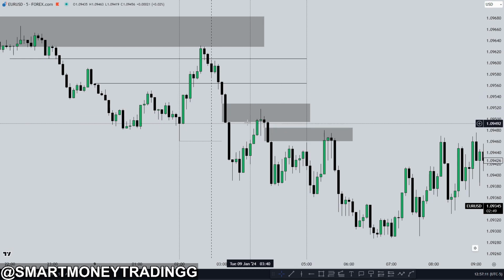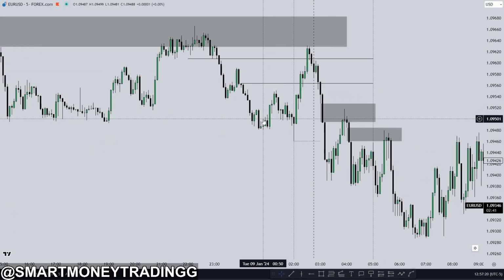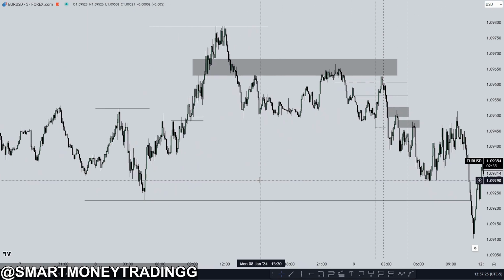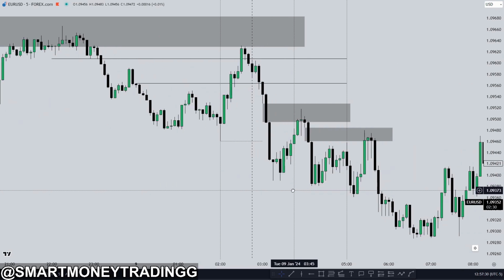Here, I probably would have taken the trade as soon as we got to here because we had a market structure shift. We bounced off of the sell side imbalance and the inversion fair value gap we created, and we have a longer time frame drawn liquidity down here. And it just looks like a market maker sell model here. That's bound to be completed. So I would probably take it right here.